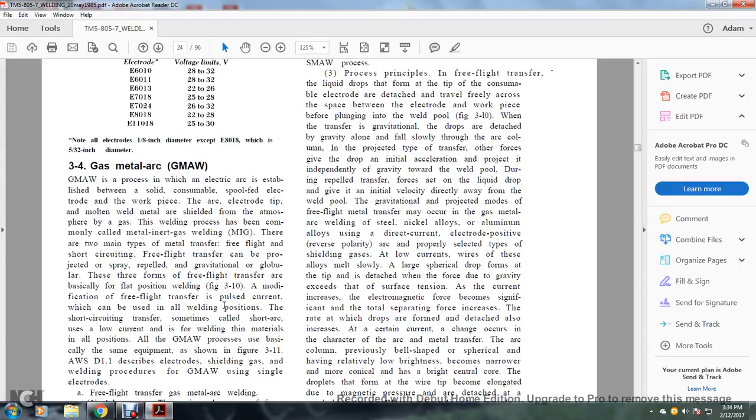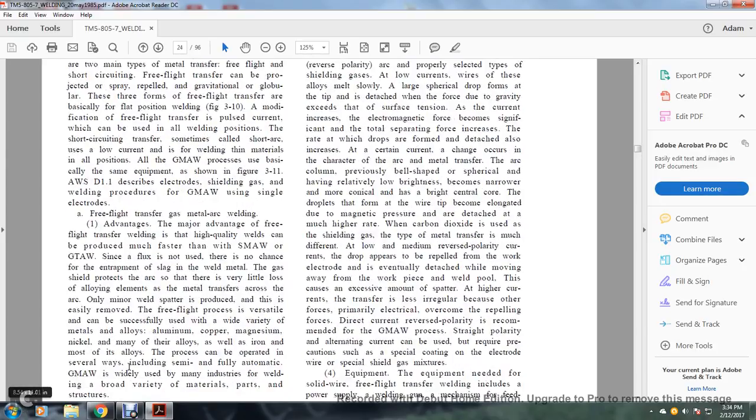The gas metal arc welding process uses basically the same equipment as shown in figure 3.11. The American Welding Society D11 describes the electrode, shielding gas, and welding procedure for gas metal arc welding using single electrodes.